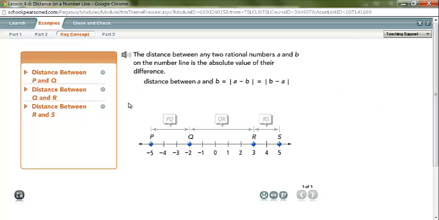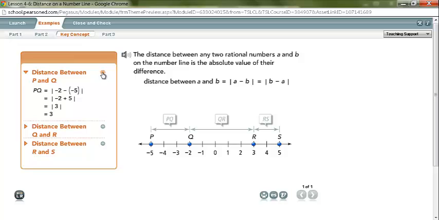The distance between any two rational numbers a and b on the number line is the absolute value of their difference. The distance between a and b is the absolute value of the quantity a minus b, or the absolute value of the quantity b minus a. So kind of think about how we talked about the heights of the clouds. They're still the same amount of distance apart. So let's go ahead and look at some of these examples that they're giving us.